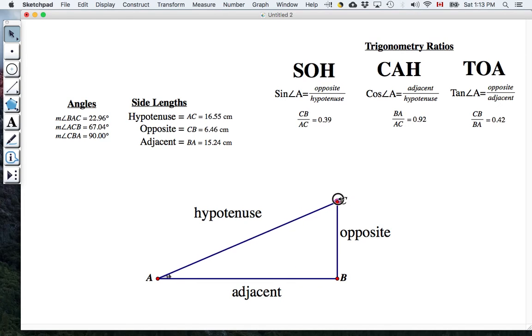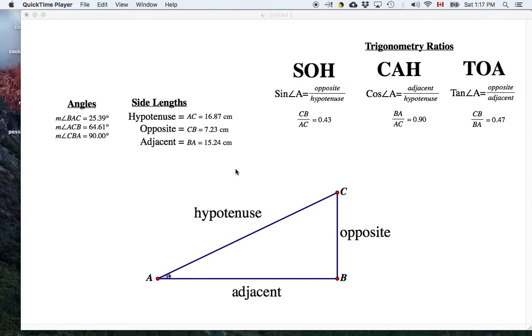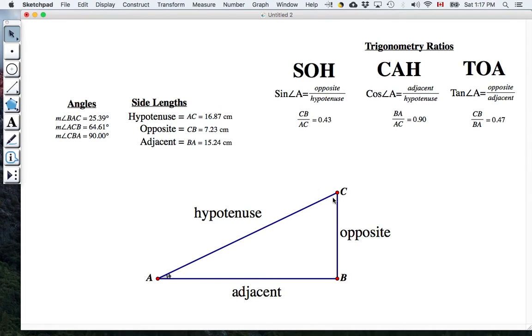What else is it changing? It's changing all three of the trig ratios. If you look up here, dragging C changes all three of the trig ratios. So I'll let you play around with dragging those three corners to look at how it changes all of the angles and side lengths and ratios as you work through the activity.